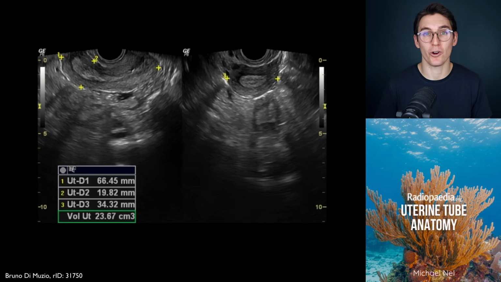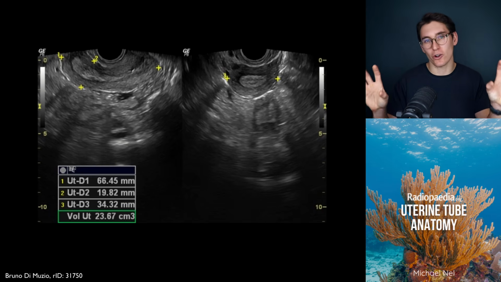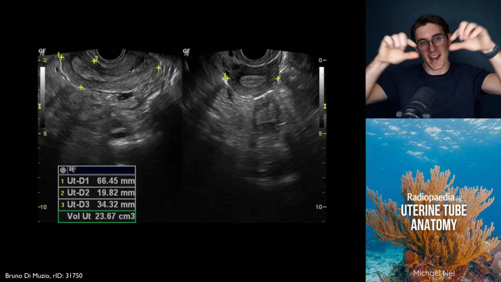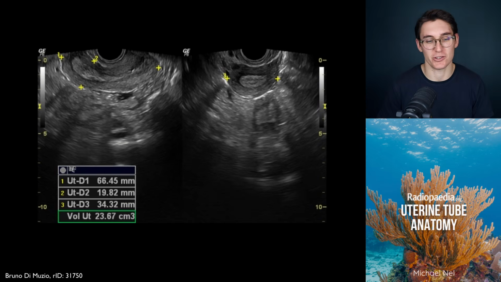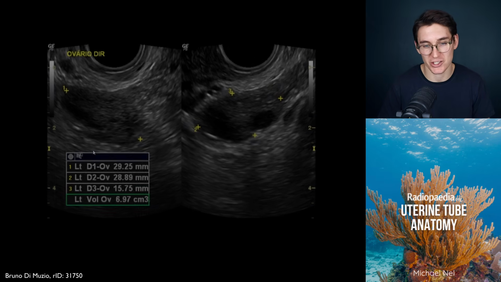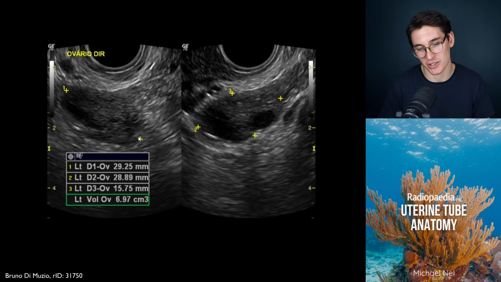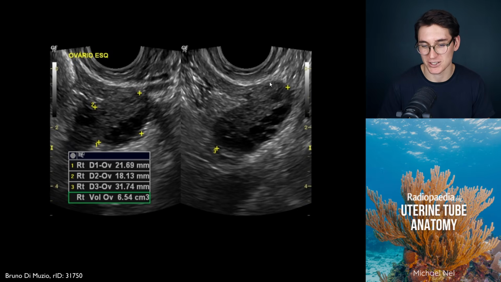We can also look at the ovaries that are sitting within the adnexa. When you talk about adnexa, we're talking about the ovaries, the uterine tubes, and the broad ligament on either side of the uterus. Now, I said we're not going to see normally the uterine tubes, but we can visualize the ovaries. Here's the left ovary in this patient, and here is the right ovary in this patient.